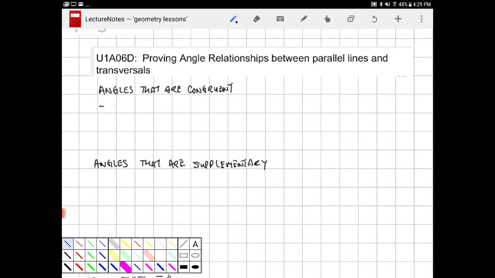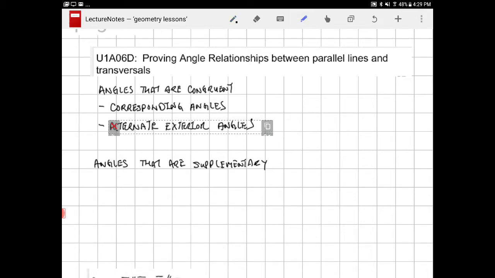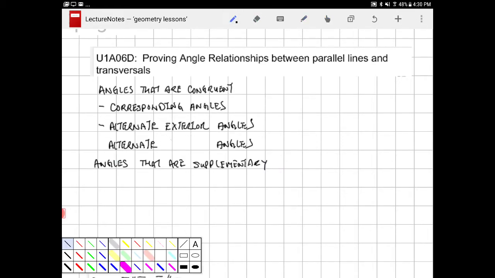So the first one that comes to my mind is corresponding angles. So all corresponding angles are indeed congruent. Another one that comes to my mind is alternate exterior angles. And another one that comes to my mind, if we think of alternate exterior, there certainly is alternate exterior. I'm sorry, alternate interior.